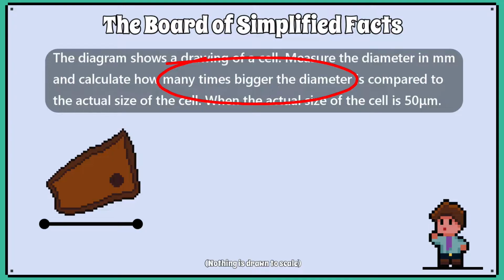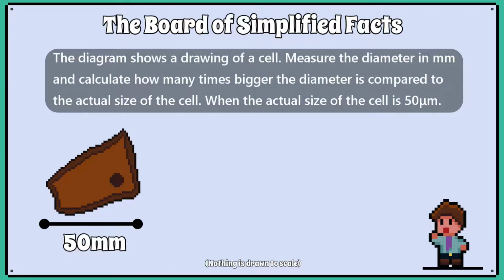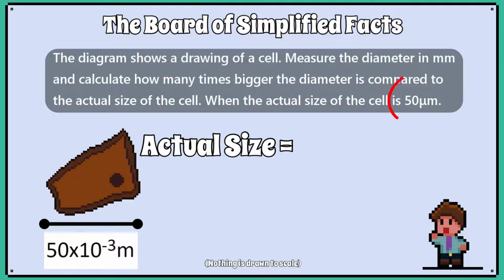So it's the same as before. It gives the actual size of the cell as 50 micrometers in the question. We measure the picture of the cell, and we find it is 50 millimeters across. Now we need to convert our units into meters. So the drawing is 50 millimeters, which is 50 times 10 to the negative 3 meters, and the actual size of the cell is 50 micrometers, which is 50 times 10 to the negative 6 meters.